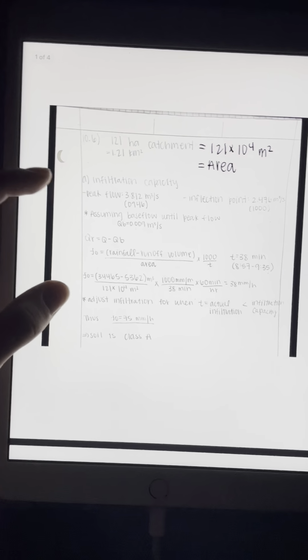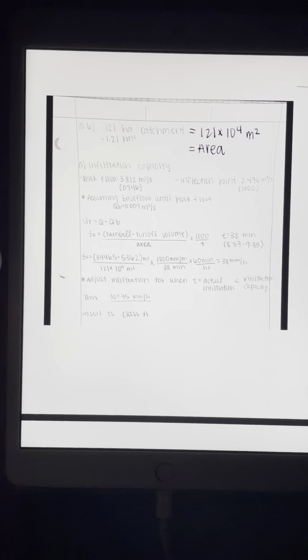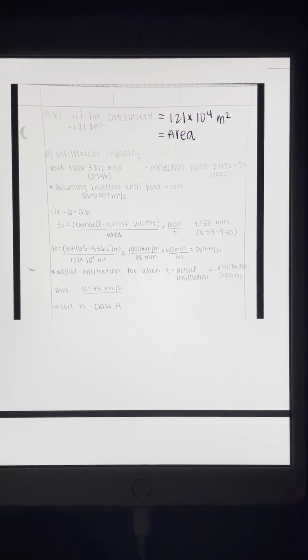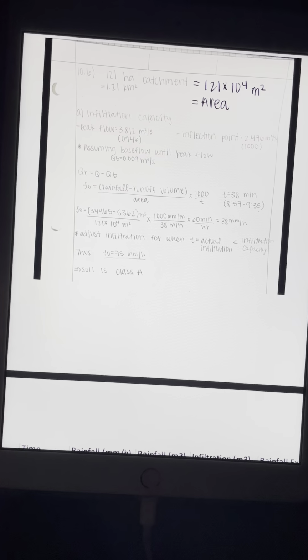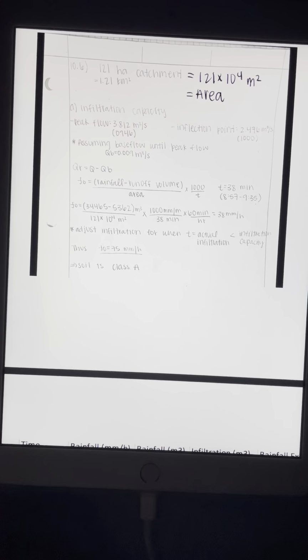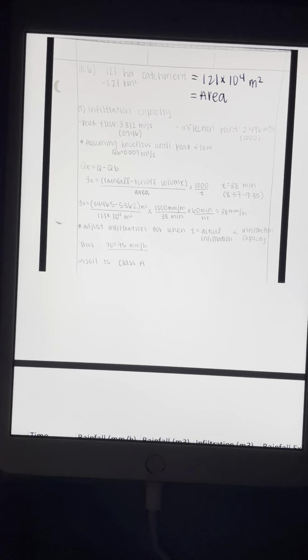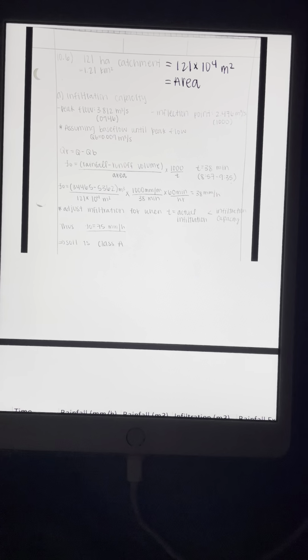And so you have to plug it into this equation for infiltration capacity, which is rainfall minus runoff volume divided by area, and then you also have to divide by the time. So the rainfall volume is 34,465 meters cubed, and the runoff volume is 5,362 meters cubed. And you divide by the area, which is 121 times 10 to the fourth meters cubed. And then you have to multiply by 1,000 as unit conversion, and then also 60 minutes as a unit conversion.